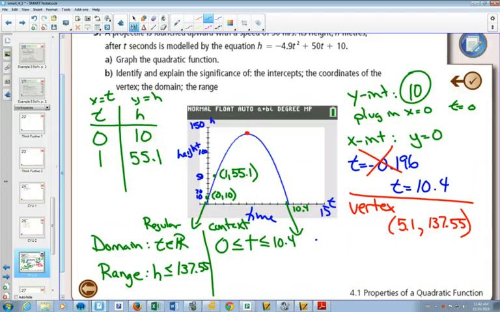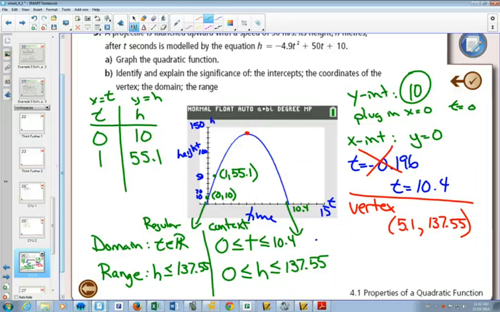In the context of the question, this is when the domain makes sense. After 10.4, that projectile is going into the ground and burrowing. That might not make sense. The range, given this context, is it hits the ground, so the lowest it ever goes as a height is 0, and it goes up to 137.55.